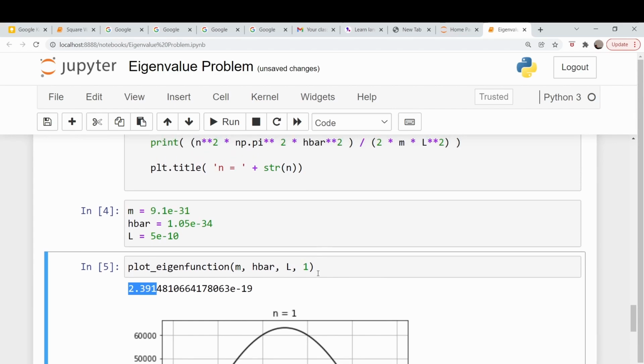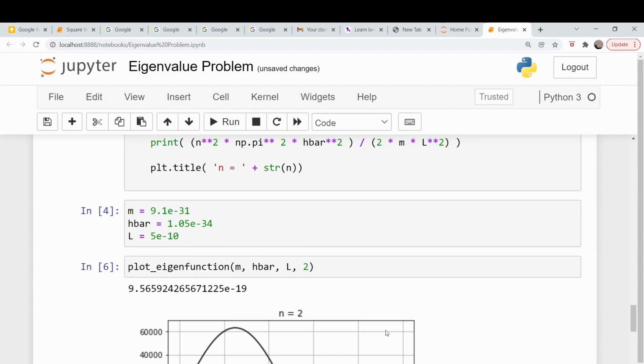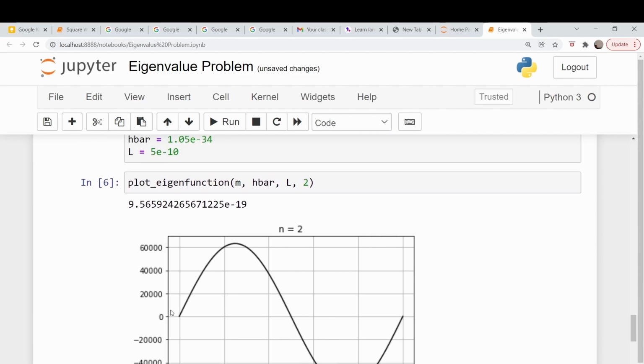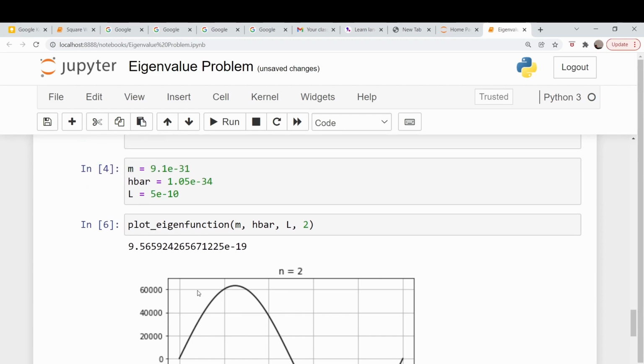Let's increment this to quantum number 2. So we have a little bit more, kind of a full oscillation of our sine wave here. Our energy here is now almost 10 to the minus 18. It's 9.6-ish times 10 to the minus 19.